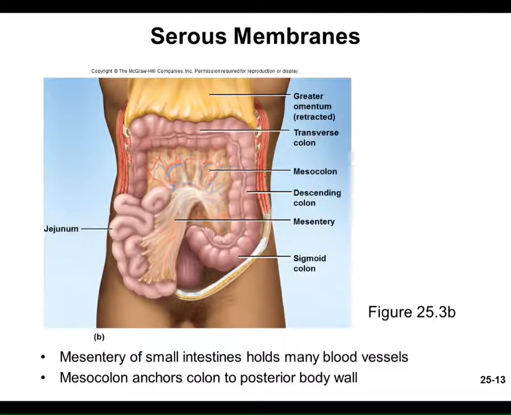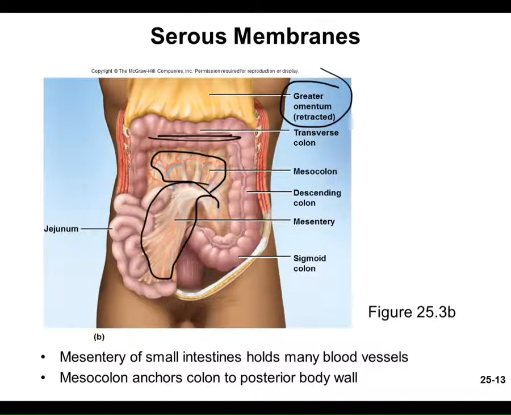Now, if we lift up the greater omentum, retract it, lift up that apron, we see, of course, the transverse colon. The mesocolon, what was that again? The mesocolon was what connected the colon back to the abdominal wall, so imagine it's being anchored back there. The mesentery in between, right, the layers in between.